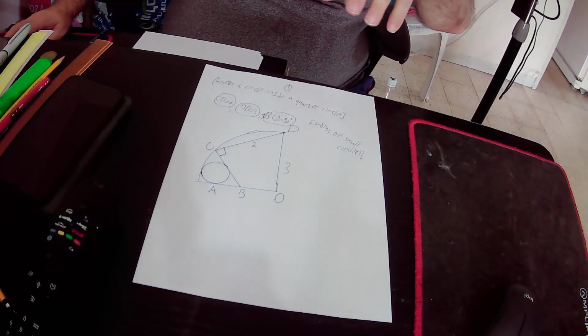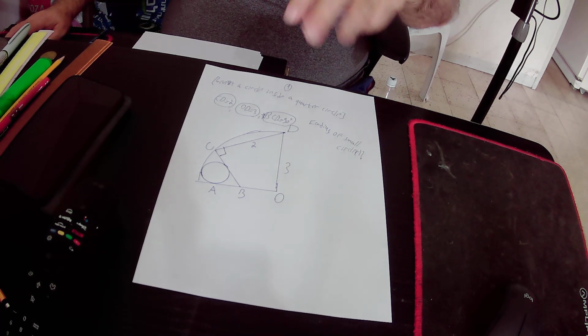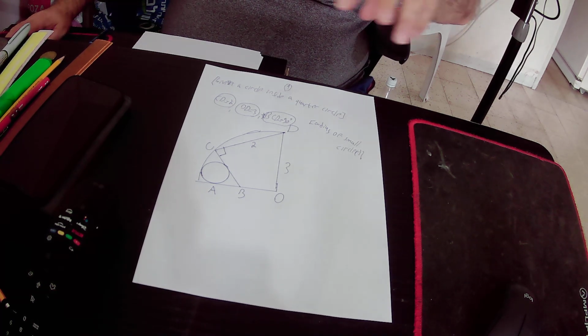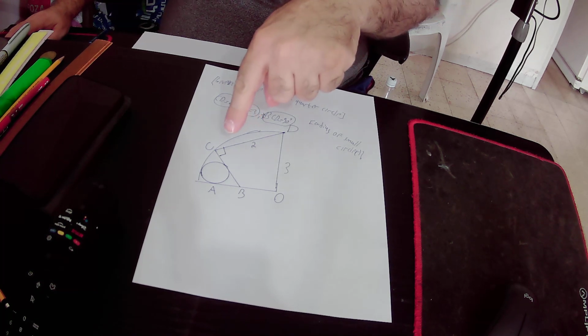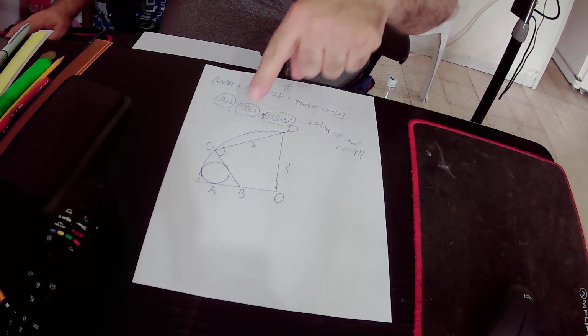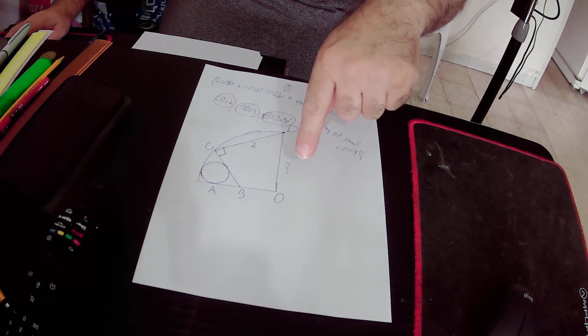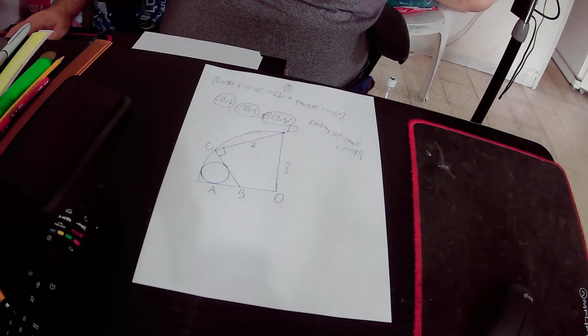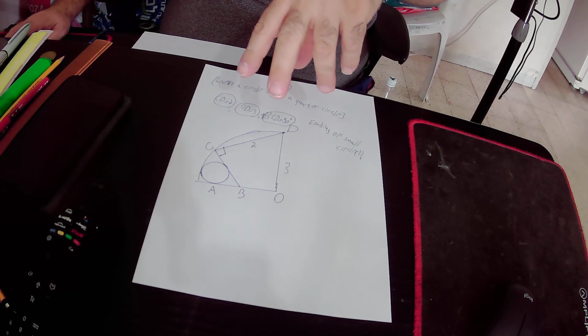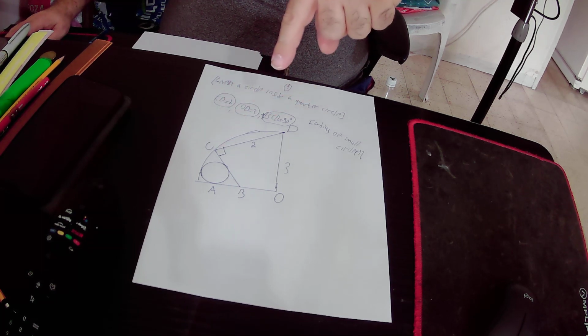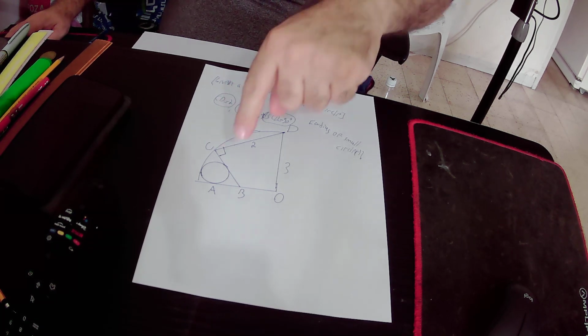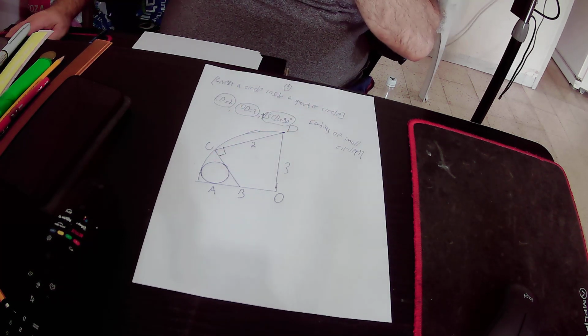Hello, in this lecture we will find the radius of the small circle. In the drawing we have a quarter circle, and inside the quarter circle we have angle BCD that equals 90 degrees, chord CD equals 2 units, OD equals 3 units. And inside the quarter circle we have also a small circle, and we want to find out the radius of this small circle.